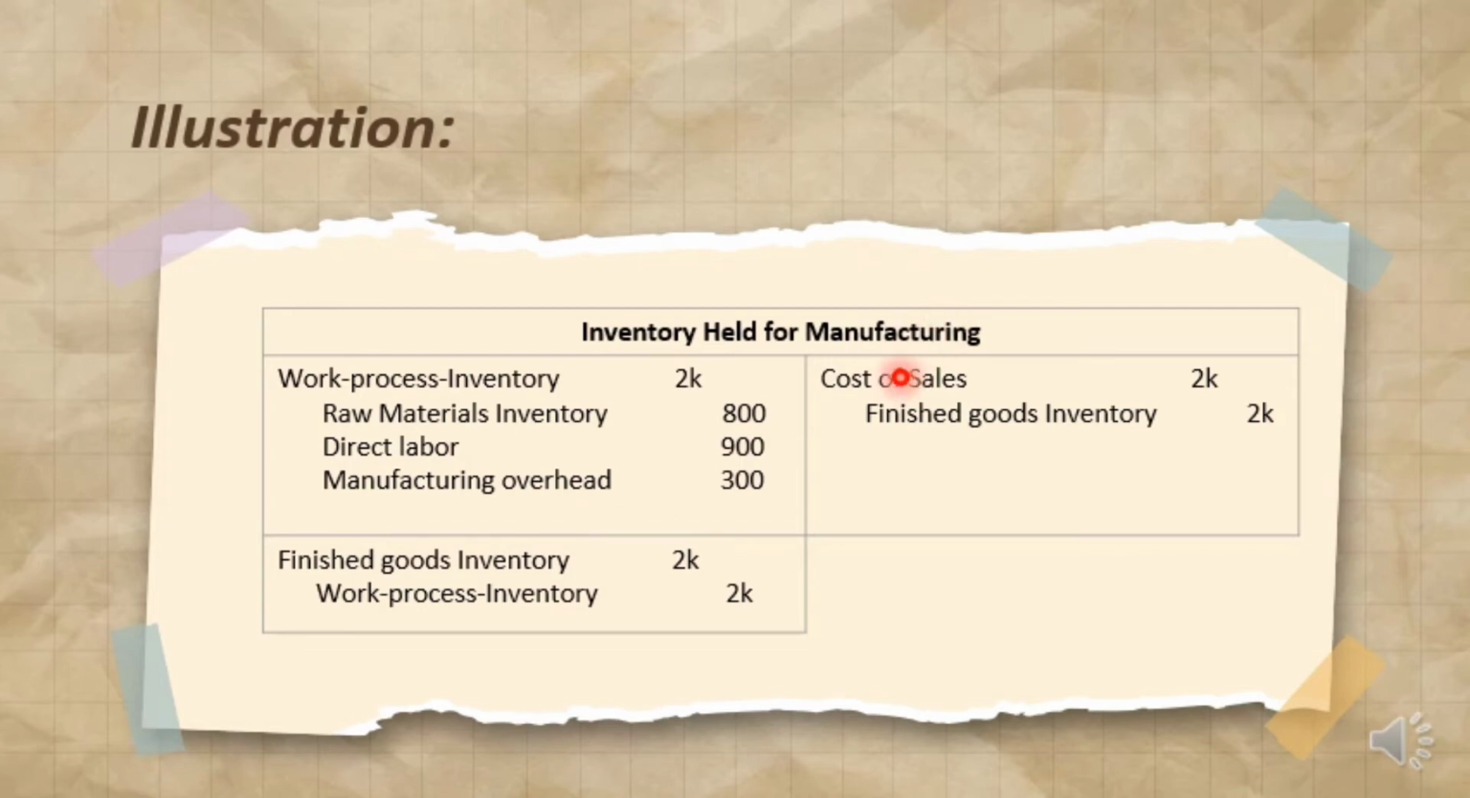So, kung mapapansin natin dito sa next entry, meron tayong debit of finished goods inventory of 2,000 and then credit of 2,000 na work in process inventory. Kapag nabenta na siya, magde-debit tayo ng cost of sales and then finished goods inventory credit ng 2,000.